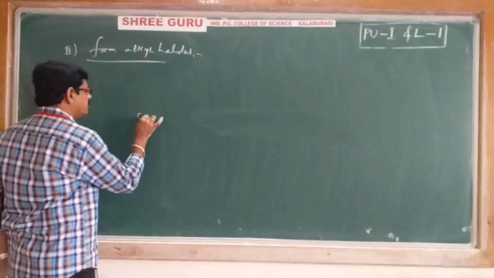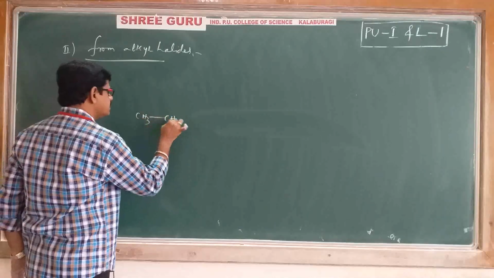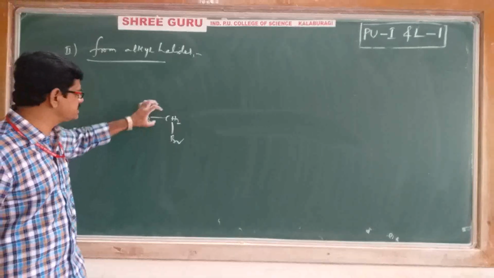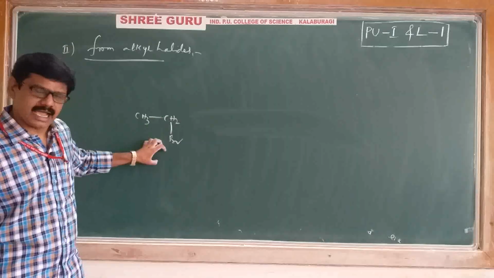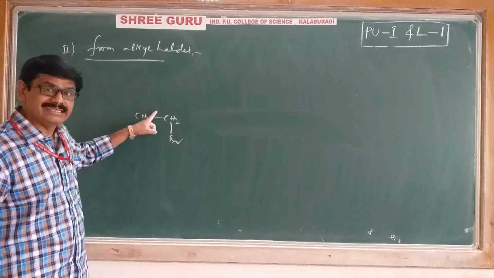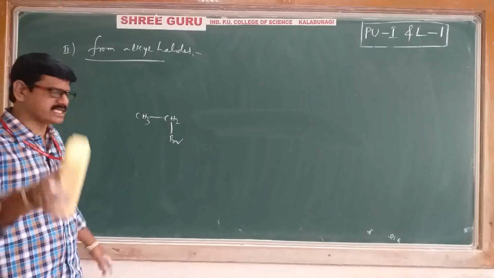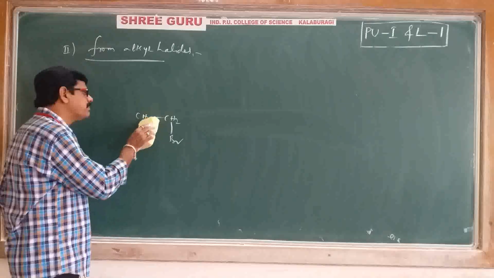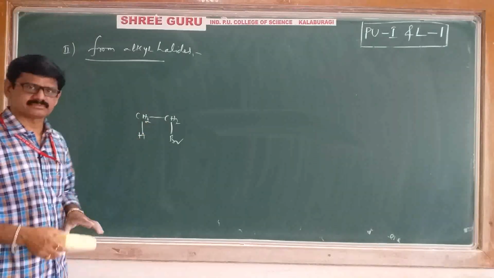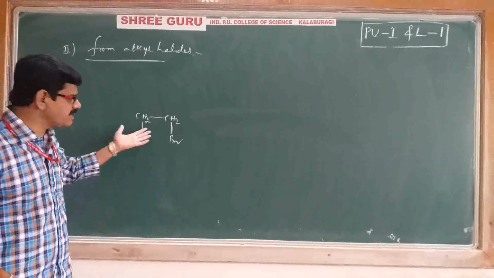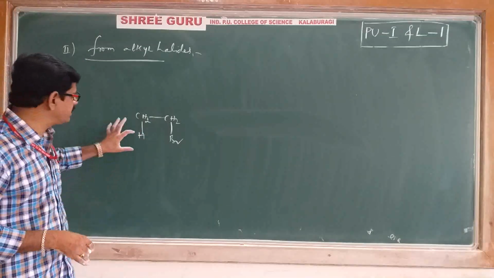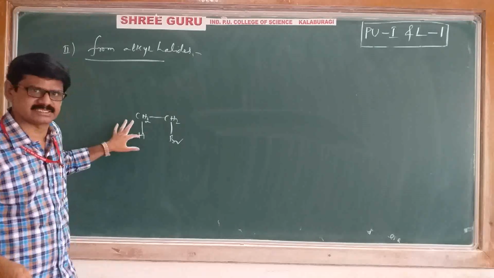Like CH3CH2Br. It is one alkyl halide. Its common name is ethyl bromide, and its IUPAC name is bromoethane. We'll do one thing. Just for my convenience, one of the hydrogens I am separating like this. There is no difference. It is also ethyl bromide only, also bromoethane only. No difference at all.